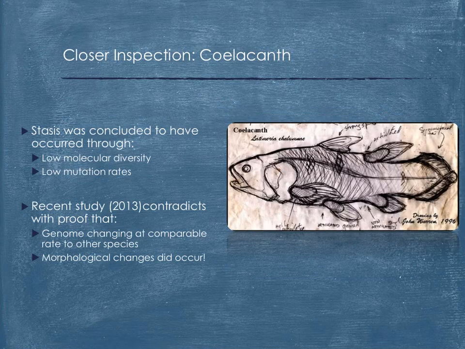So if morphological stasis is actually an illusion, what is actually happening here? To get a better idea, let's go back to our example of the coelacanth fish. Now, morphological stasis in this particular species was thought to have occurred through low molecular diversity and lower than average mutation rates. However, there's a recent study by some French scientists that was published in 2013, which contradicts this. And they have proof that not only is the genome of this fish changing at comparable rates to other species, but that morphological changes did occur.